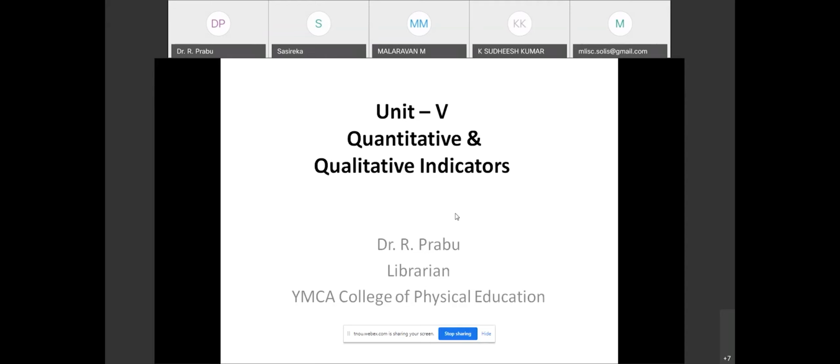When we discuss the qualitative indicators, we are going to discuss the impact factor, H-index, G-index, I10-index. These are very important concepts, presently widely discussed in the field of library and information science.